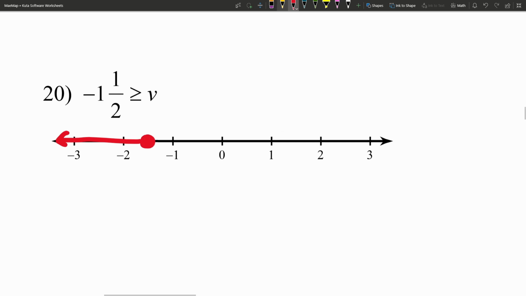Again, I could rewrite this just by switching my sides. I could write this as v is less than or equal to negative 1 and 1/2.